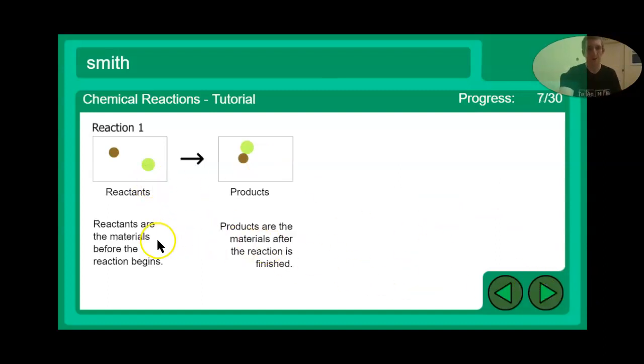So here's some words. Reactants are the materials before the reaction begins. And again, the noun is reactants, the verb is react. And then products are the materials after the reaction is finished. Again, the products would be the noun, and produced would be the verb. Products are produced.